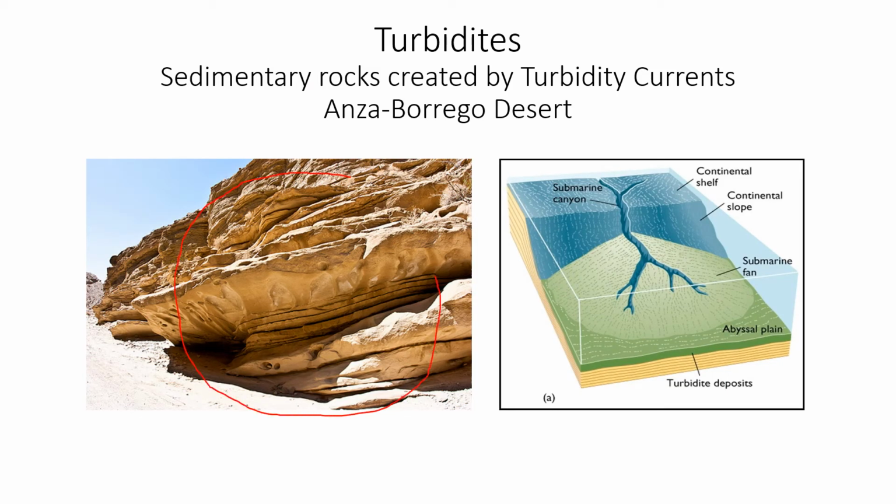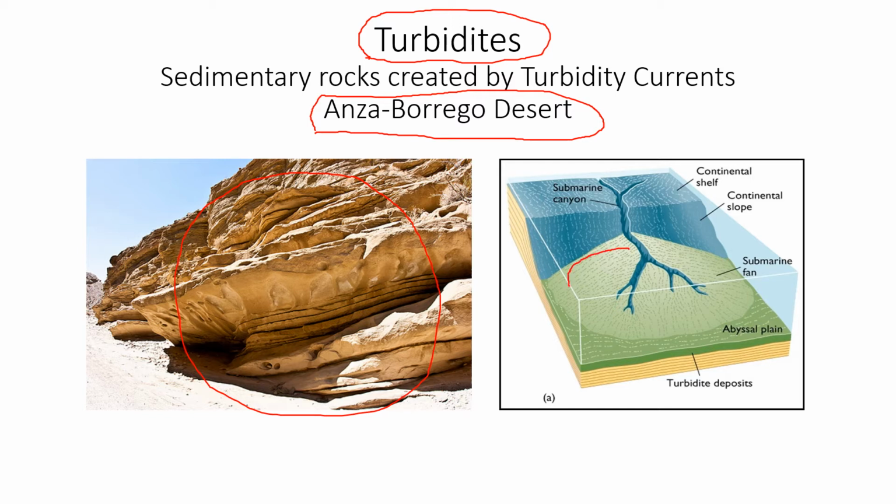This is what turbidity current deposits look like when they're compacted and cemented and lithified into sedimentary rock. You get these nicely layered rocks that in fact are called turbidites. And this is an actual exposure of marine turbidites about 2 hours east of San Diego in the Anza-Borrego Desert. And typically turbidites will develop on the surfaces of submarine fans, like we talked about in the last slide.